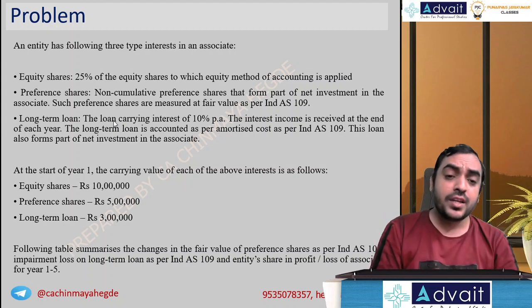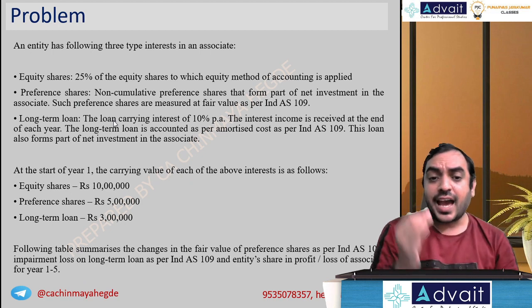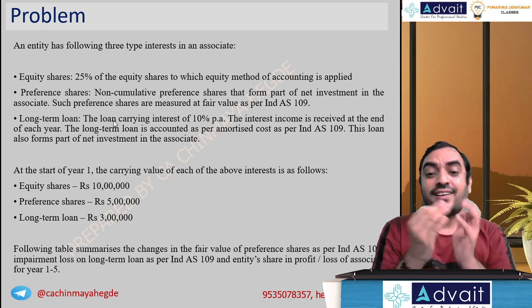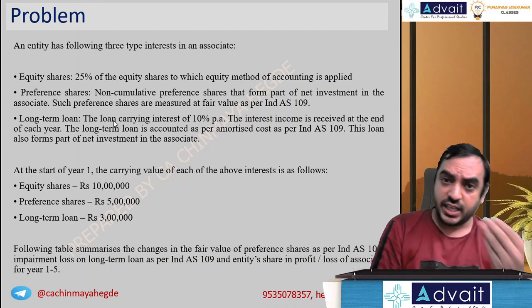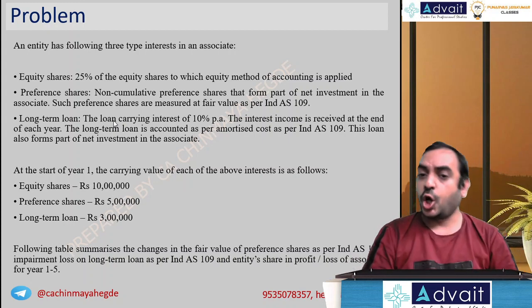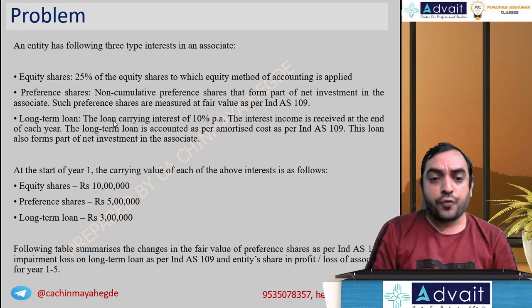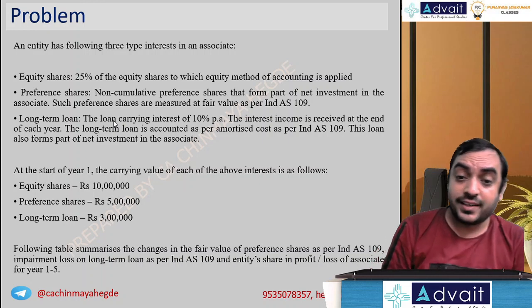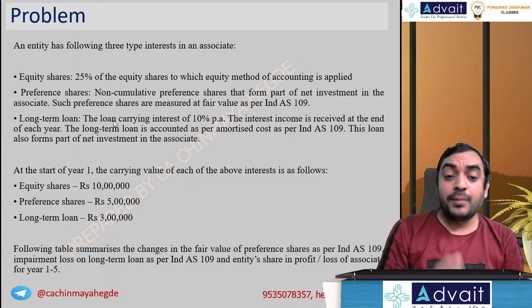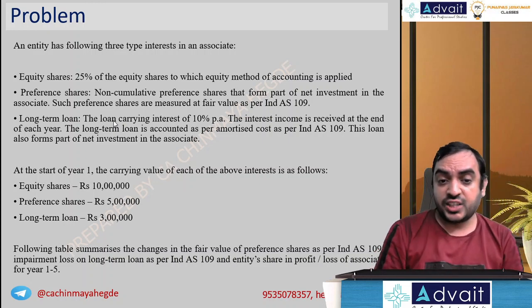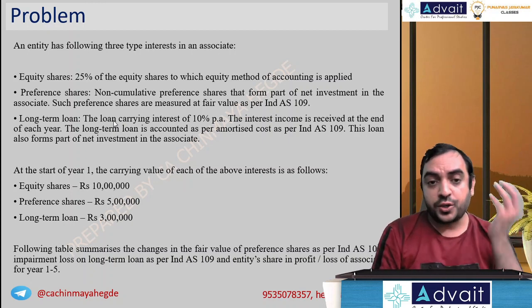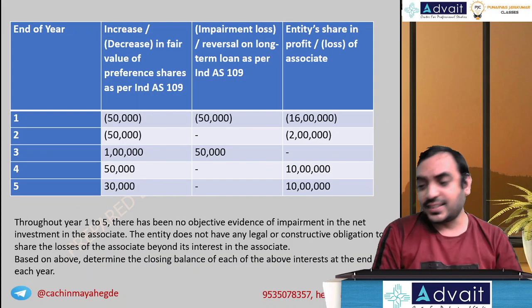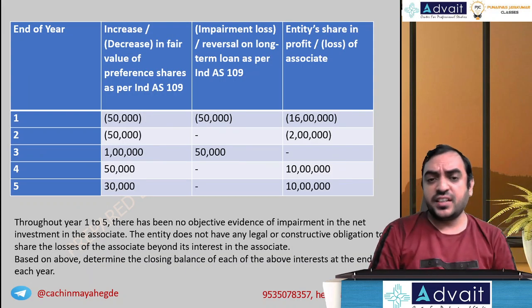Let's read further. At the start of year 1, the carrying value of each of the above interests is as follows: investment in equity shares, investment in preference shares, investment in long-term loan. The following table summarizes the changes in the fair value of preference shares as per Ind AS 109, impairment loss on the long-term loan as per Ind AS 109, and the entity's share of profit or loss of the associate for years 1 to 5. Okay, let's read. They have given the data for 5 years.